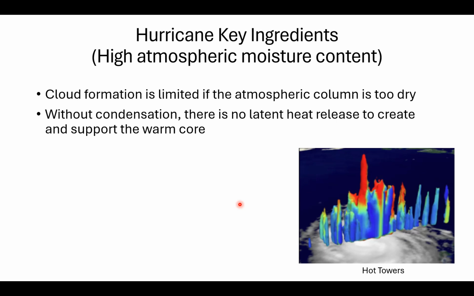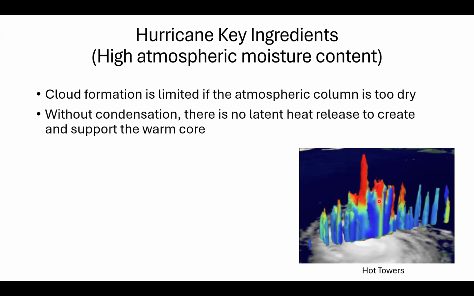Without condensation, again, there's no latent heat. Latent referring to hidden heat, but it's so critical. You can't see it, you can't sense it, but latent heat is the source of energy from the ocean surface that rises via evaporation. Eventually, that air cools, condenses, and forms clouds. In the process of condensation, heat is released to the surrounding air, making things even more unstable. That latent heat release also creates and supports the warm core structure of a hurricane.